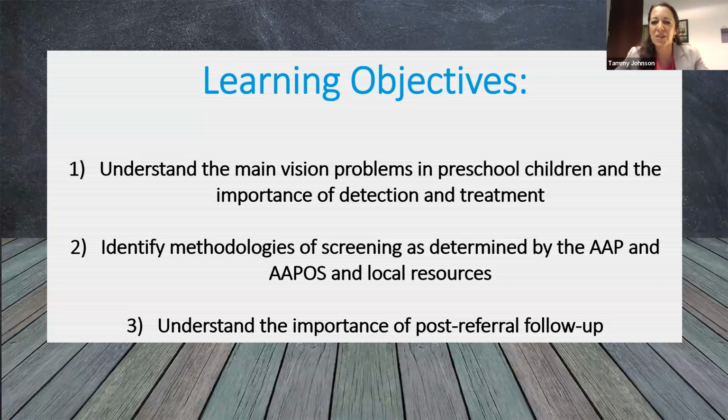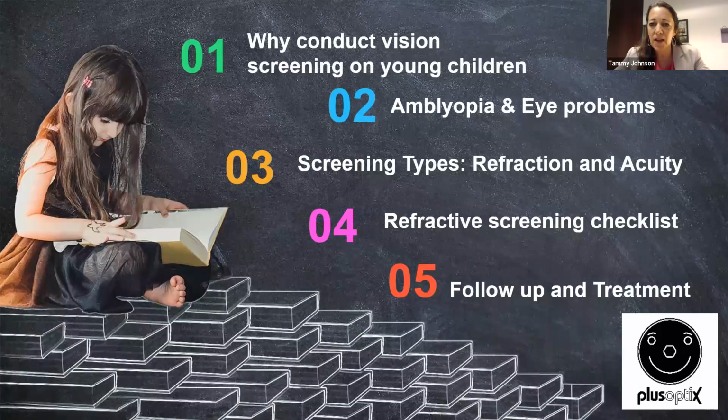So your objectives are to learn a little bit more about vision screening, find your methodologies, and then consider the follow-up component of it as well. And I'll walk you through a few steps along the way. You'll learn a little bit about the names of different vision problems, screening types, being both refractive and acuity screening. I'll go through details on refraction because yes, I am from Plus Optics and we have a refractive vision screener. And then we'll talk about your follow-up.